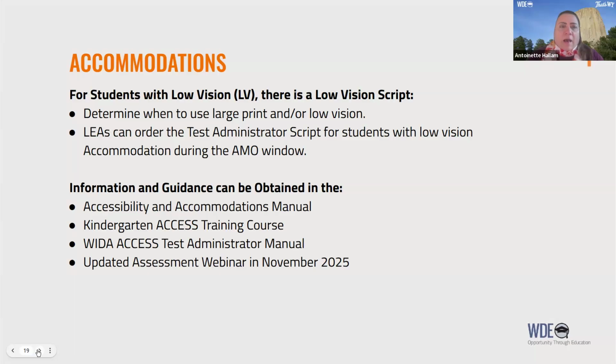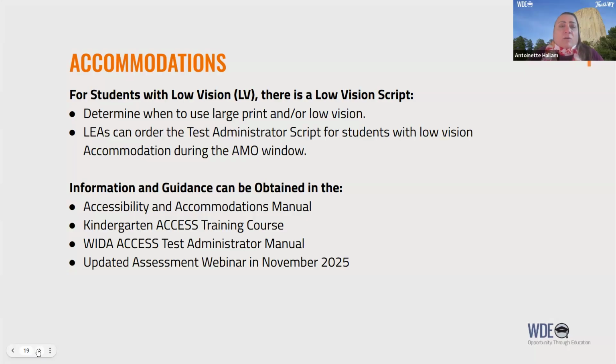Okay, now let's talk about a new accommodation for kindergarten students with low vision called the Low Vision Script, or LV Script. This script helps students access the test in a way that meets their visual needs. When deciding what to use, think about whether the student needs large print, the LV script, or both. LEAs can order the test administrator script for low vision students during the AMO window, so everything is ready for testing. And the AMO is the additional materials ordering window.